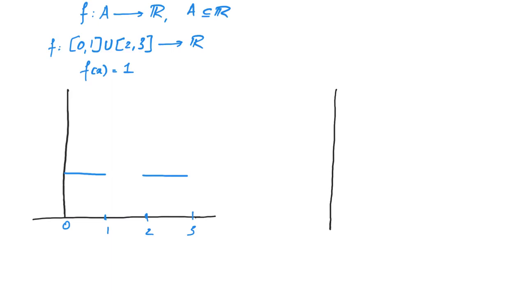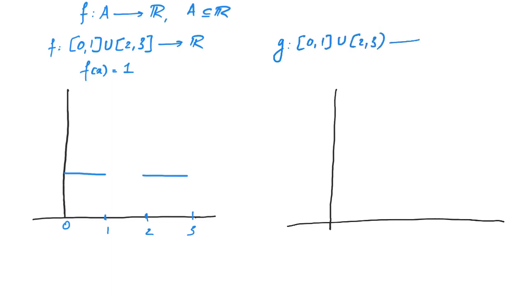To illustrate this, we will consider another function on the same set. So let's call this function g. So let g be a function from [0, 1] union [2, 3] to R, and let g of x be equal to x.